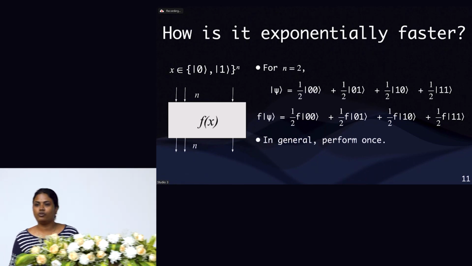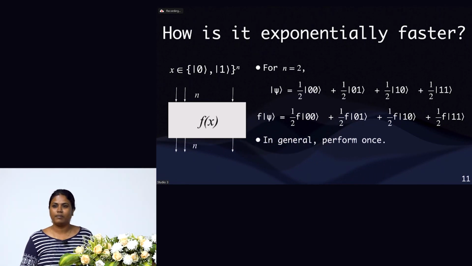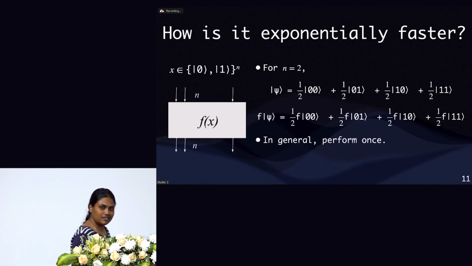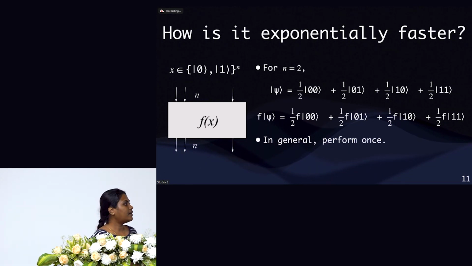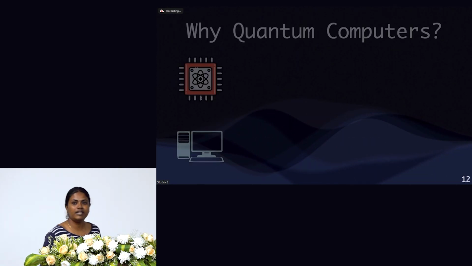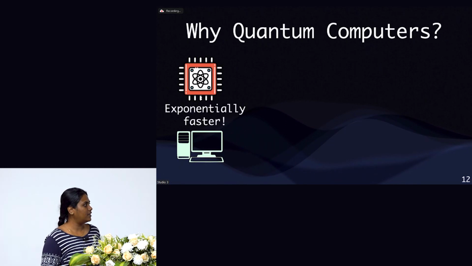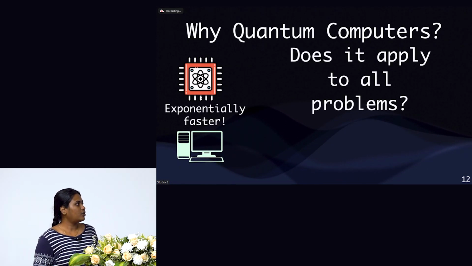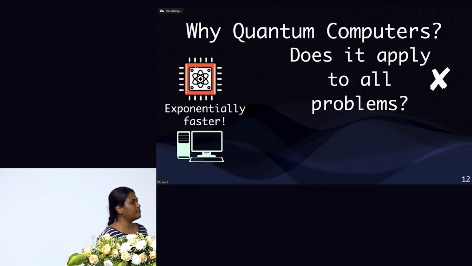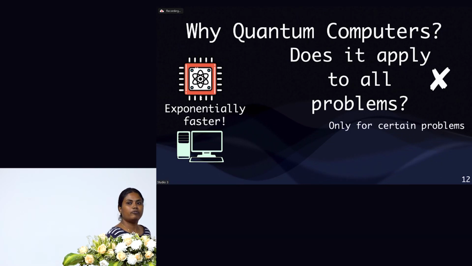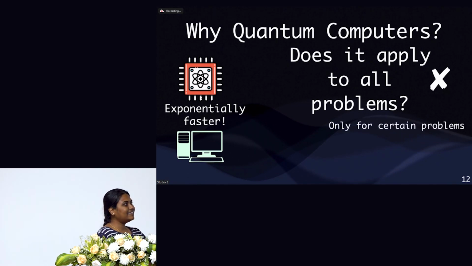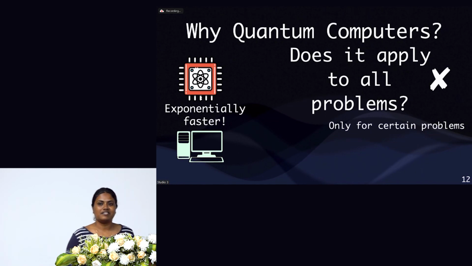Let us say if I want to use a quantum computer to add 2 numbers or multiply 2 numbers, do you think it is efficient? No. Quantum computers can be used to solve only a few varieties of problems. So quantum computers being exponentially faster does not apply to all problems, only to certain types of problems. And why are those certain types of problems very interesting?